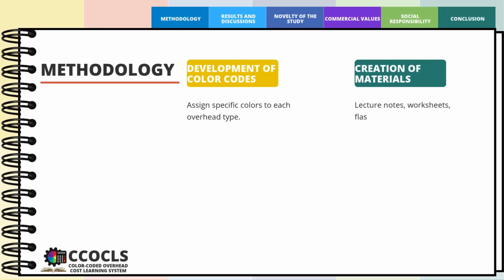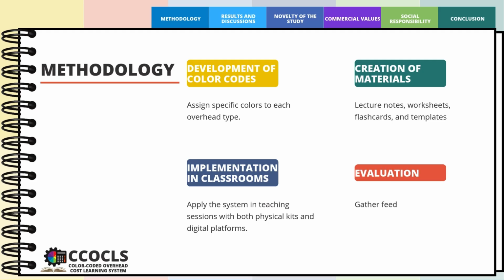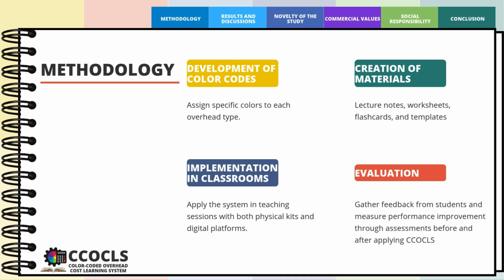Next, the creation of materials. In this step, we design lecture notes, worksheets, flashcards, and templates by applying color codes consistently. The next step is implementation in classrooms. Apply the system in teaching sessions with both physical kits and digital platforms. The last step is evaluation. We gather feedback from students and measure performance improvement through assessments before and after applying CCOCLS.